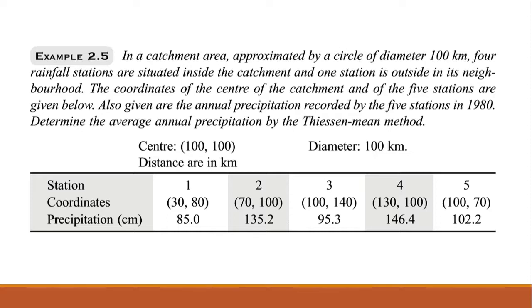So from the given, the center of the catchment area is located at 100 and 100, 100 kilometers away from the origin to the left of the origin, and 100 kilometers above the origin or starting point, and it has a diameter of 100 kilometers. So from the table we can determine the location of each station, and here is the graph.